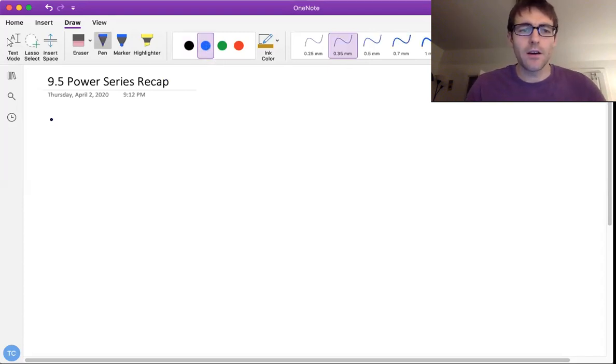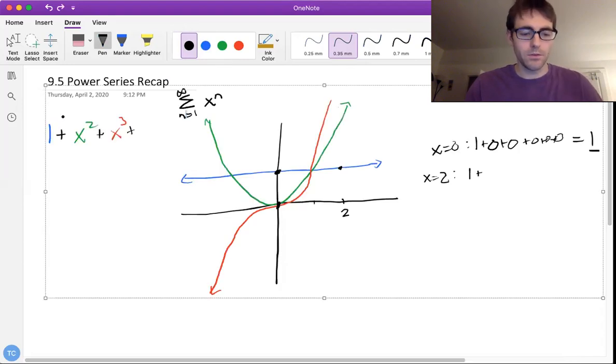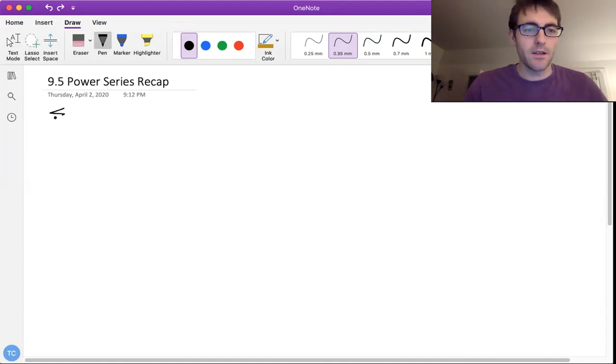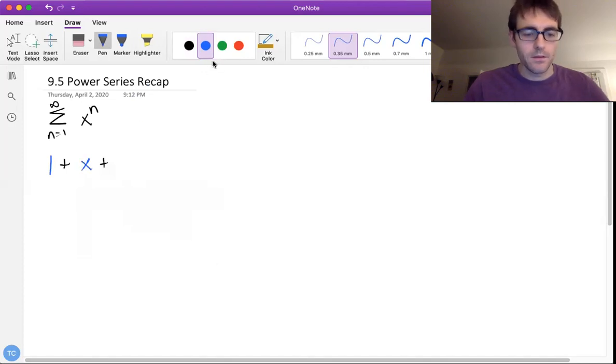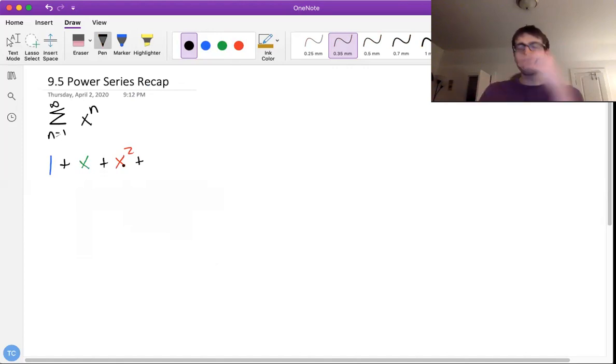So starting with our basic example of a power series, we're going to take the sum from n equals 1 to infinity of x to the n. The start of that looks like 1 plus x plus x squared, and there are infinitely more terms, x cubed, x to the fourth, etc. But I want to start off by talking about those.